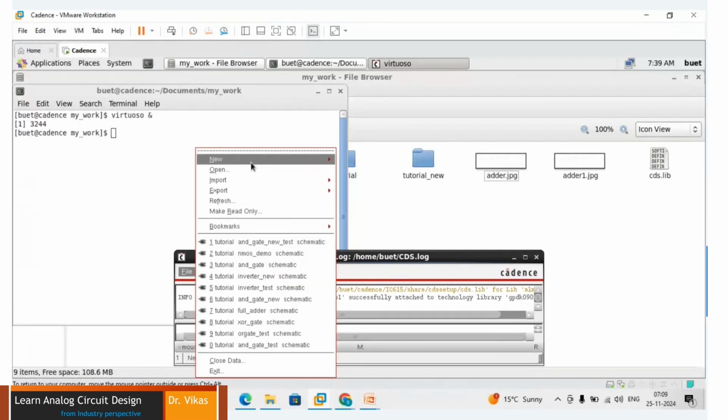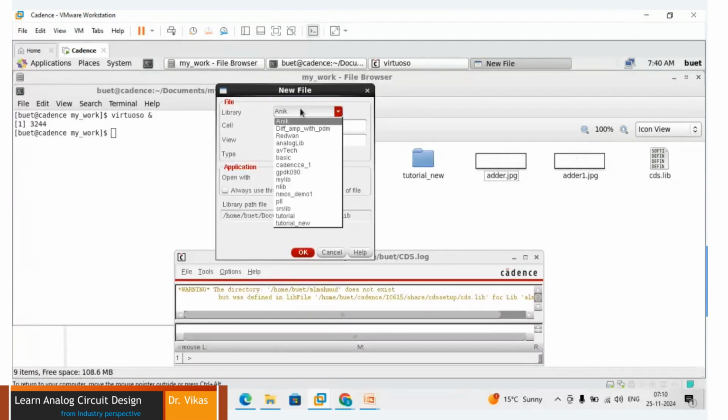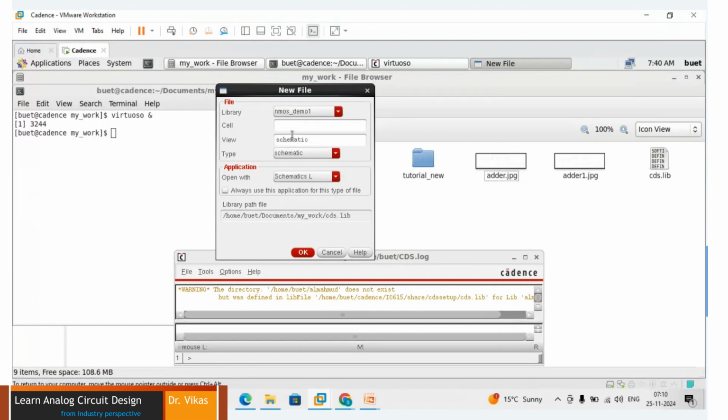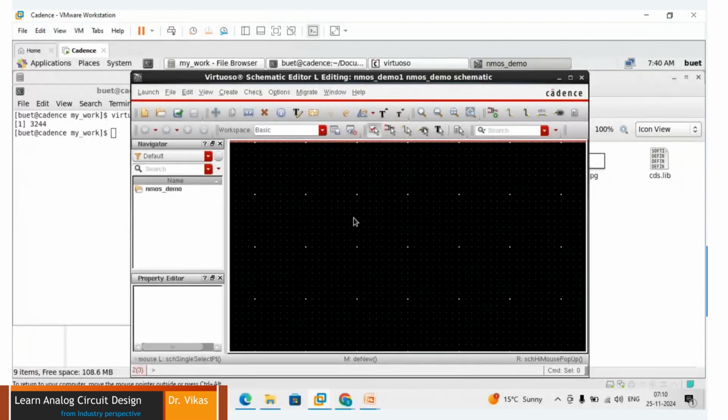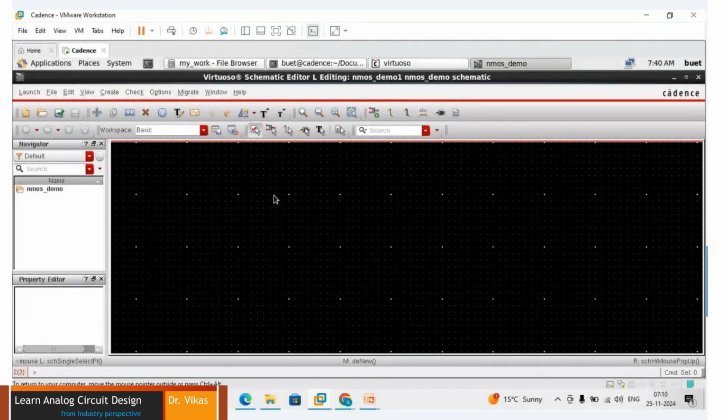Then again go to File, New, Cell View. Now go to the library which you have just created. NMOS demo 1 is the library that you created. Go there, and here I'm going to give the cell name, also as NMOS demo. Let's say OK. When I do that, a black GUI is going to open. This is where you're going to draw your schematic.